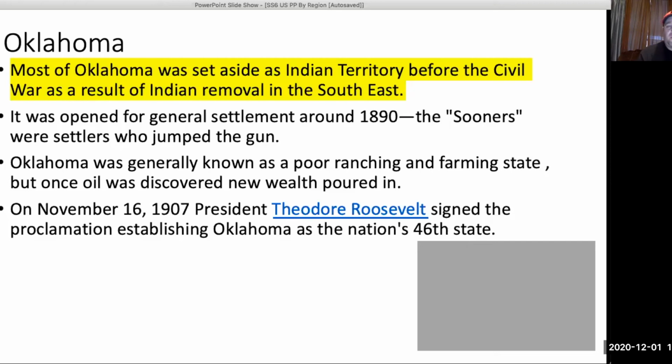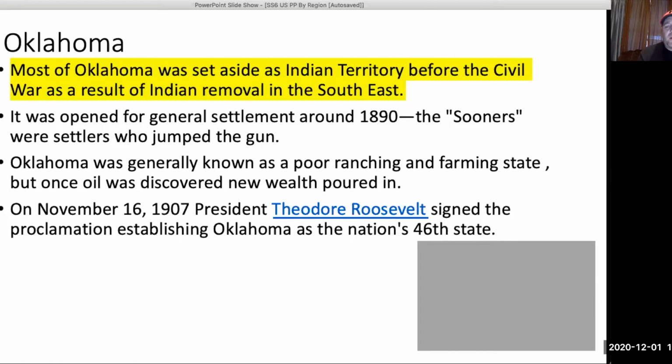Okay, if you are familiar with the University of Oklahoma, that is their mascot, the Sooners. Okay, Oklahoma was generally known as a poor ranching and farming state, but eventually oil was discovered and provided new wealth for the region. So as oil was discovered, more and more people wanted to move into the region in Oklahoma. On November 16th, 1907, President Theodore Roosevelt signed the proclamation that established Oklahoma as the nation's 46th state.